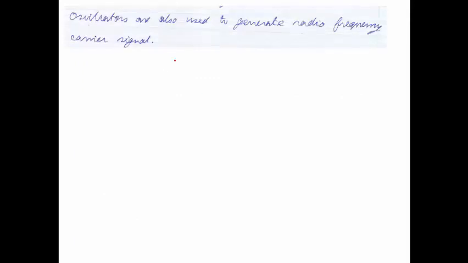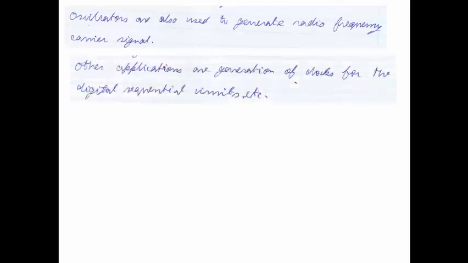Next, oscillators are also used to generate radio frequency carrier signals. So not only at the receiving end, but they are also used to generate the carrier signal at the transmitting end at the time of modulation. We very well know that modulation involves embedding our modulating signal into the carrier signal so that it can be transmitted further.